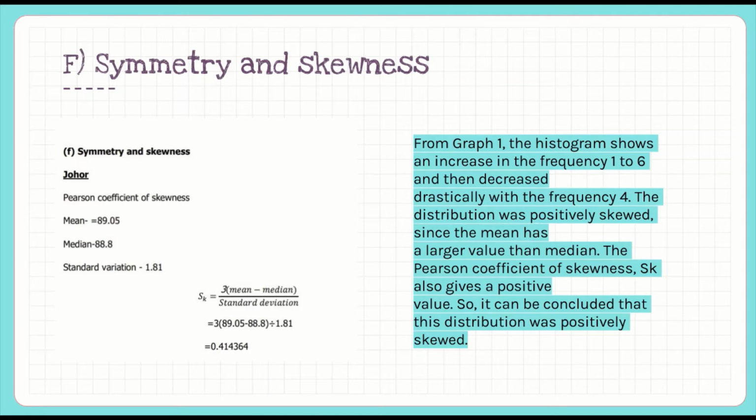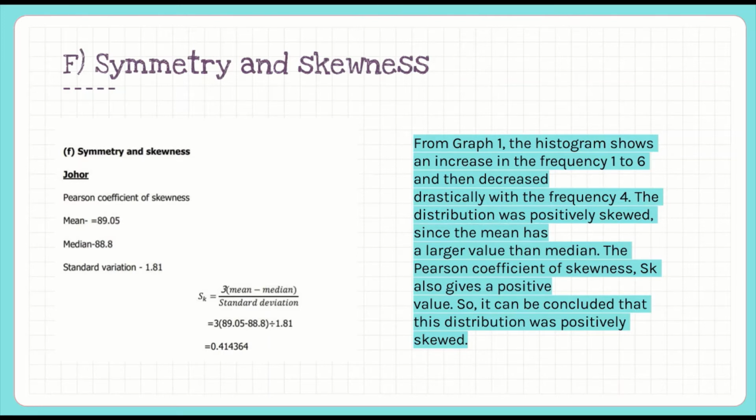For Johor, regarding graph 1, the histogram shows an increase in the frequency from 1 to 6 and then decreases drastically with the frequency 4. The distribution was positively skewed, and since the mean has a larger value than the median, the percent coefficient of skewness gives a positive value too.